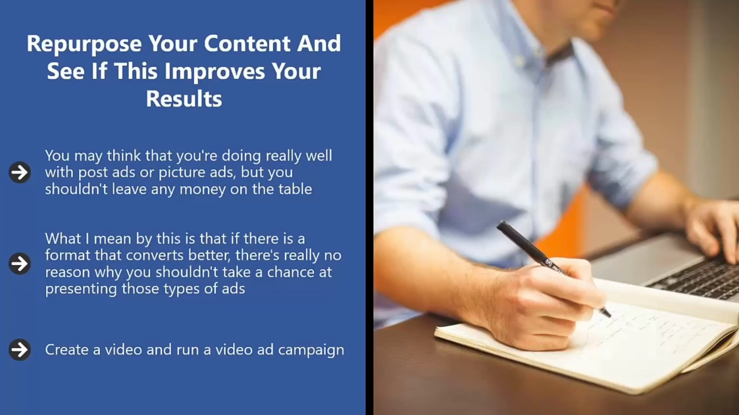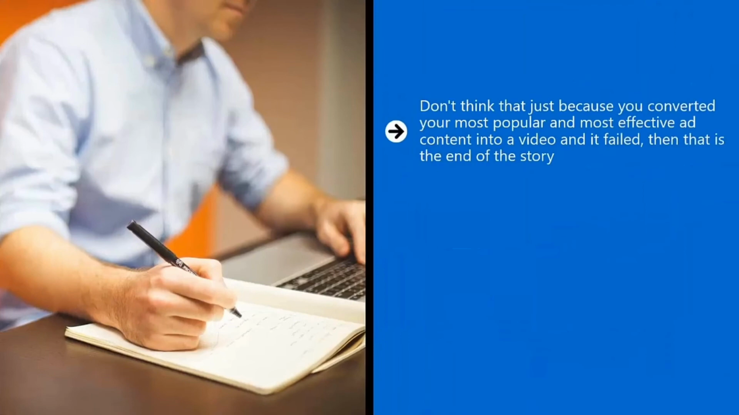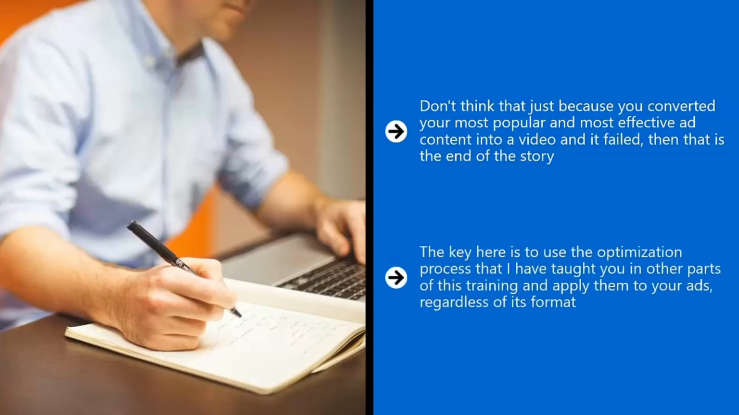Of course, you shouldn't adopt a one-time big-time mindset when repurposing or presenting content in a different format. Don't think that just because you converted your most popular and most effective ad content into a video and it failed, then that is the end of the story. No, you might just have created a wrong video. Maybe you just picked the wrong snippet. The key here is to use the optimization process that I have taught you in other parts of this training and apply them to your ads, regardless of its format. You optimize a video ad the same way you optimize an image ad. Keep tweaking it until you get the outcome you're looking for.